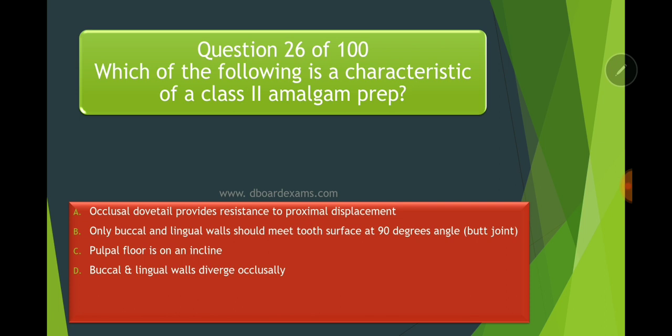occlusal dovetail provides resistance to proximal displacement. That sounds right. Only buccal and lingual walls meet two surfaces at 90-degree angle, the butt joint. That's false. It's not just the lingual and the buccal. The pulpal floor is on an incline. That's false. And the buccal and lingual walls diverge. No, they're supposed to converge. So our answer is A. All right. Occlusal dovetail provides resistance to proximal displacement. Okay. So make sure you know that.